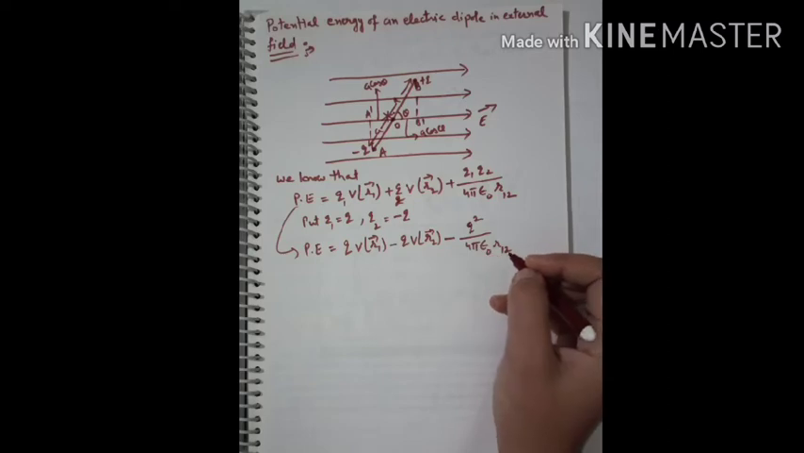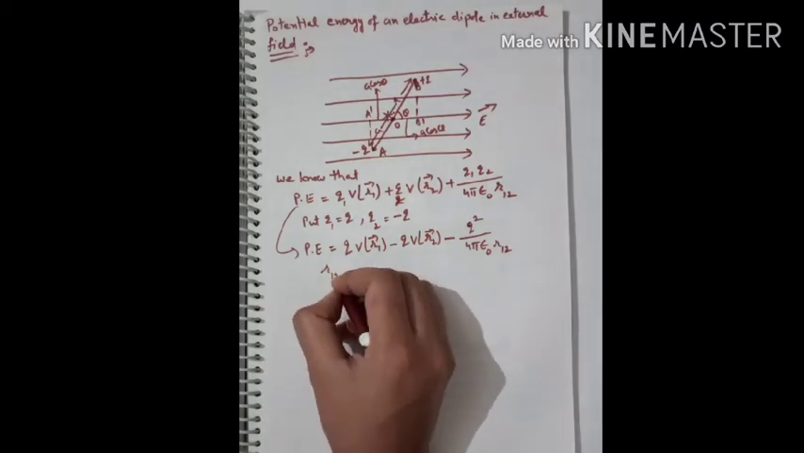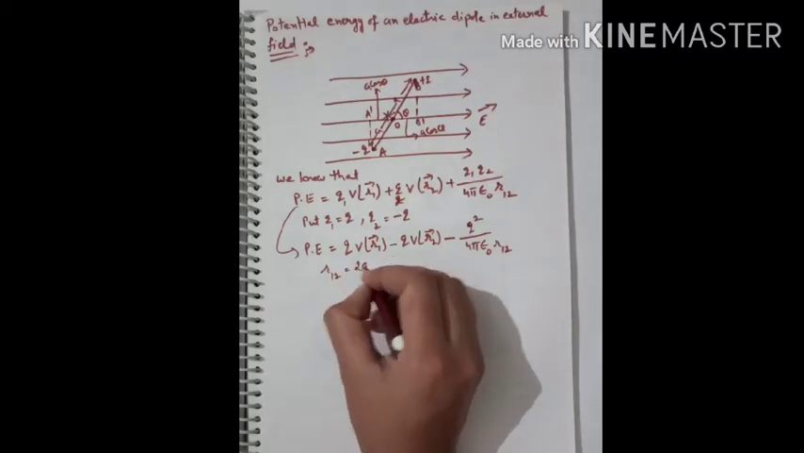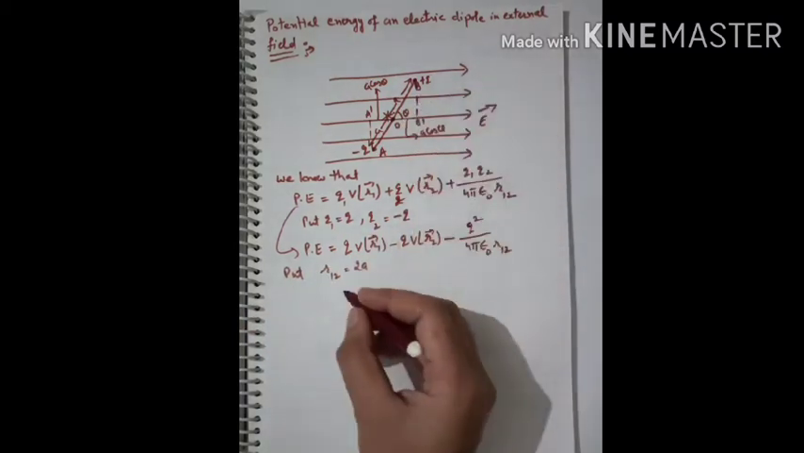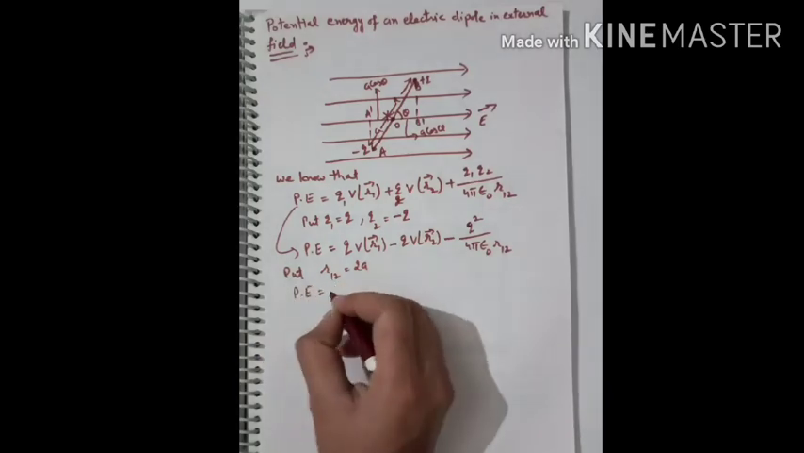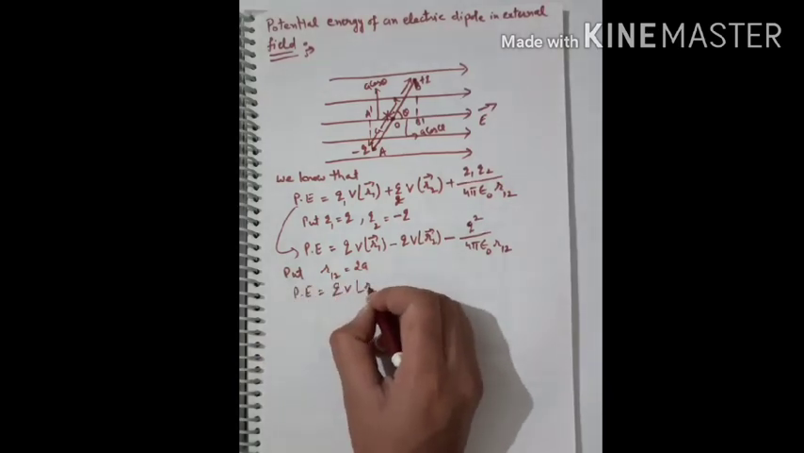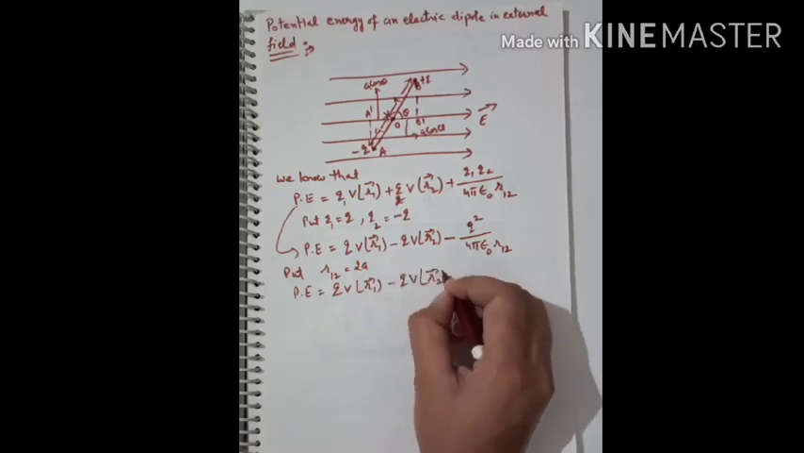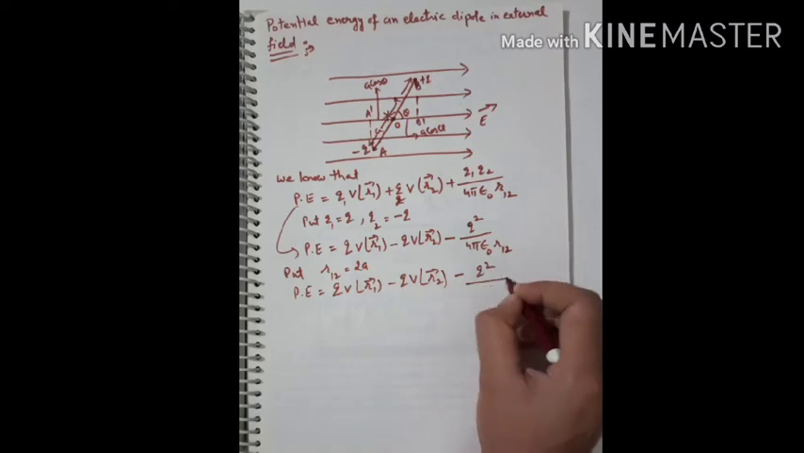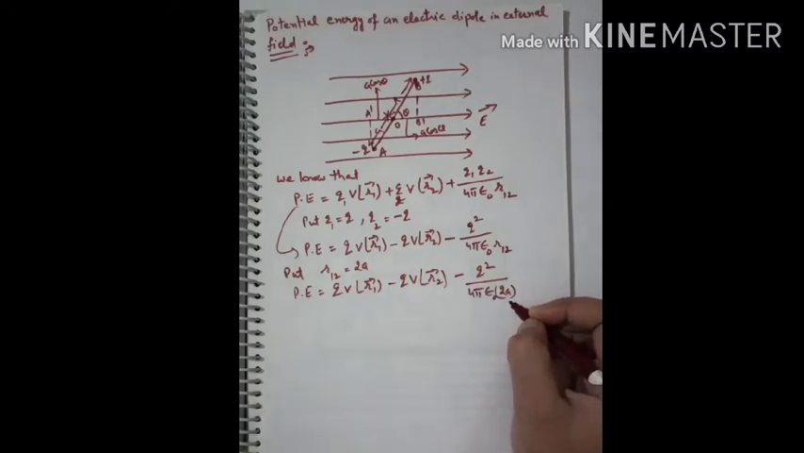2a is the length of the dipole, so put here r12 is equal to 2a, because this is the length of this dipole. So the potential energy is equal to q V r1 vector minus q V r2 vector minus q square over 4 pi epsilon naught 2a. So this is the potential energy.